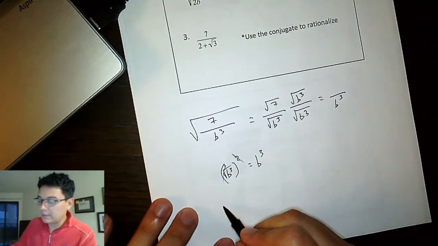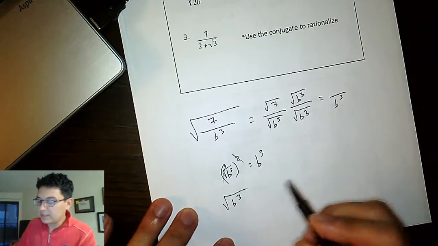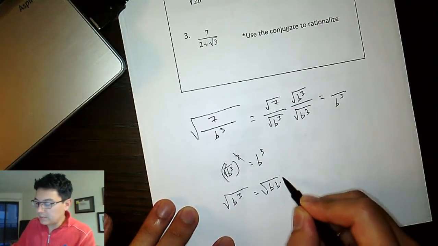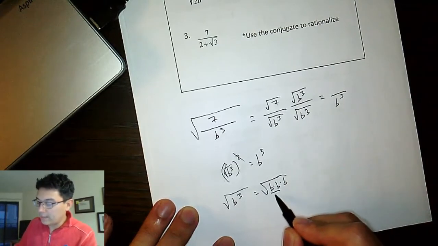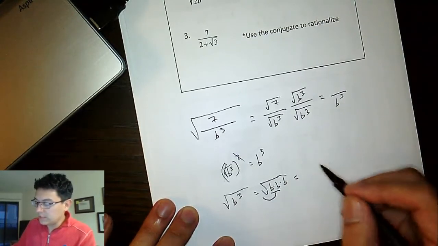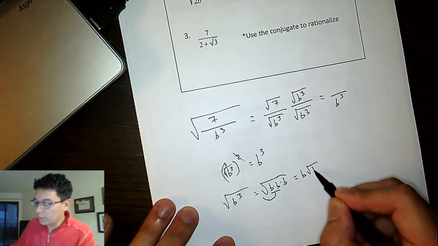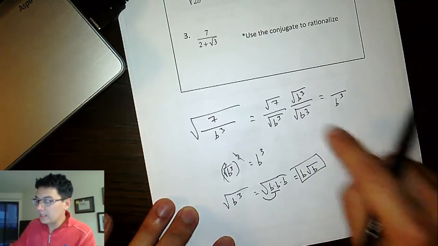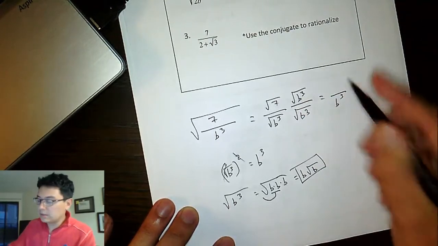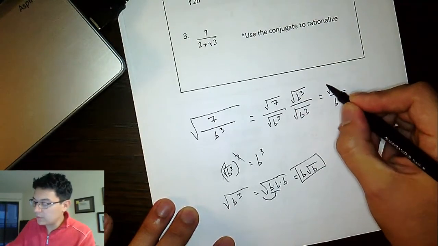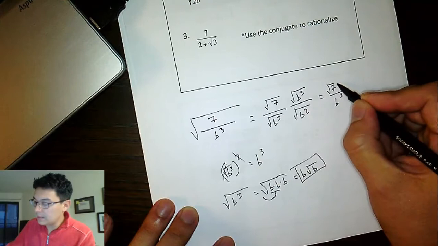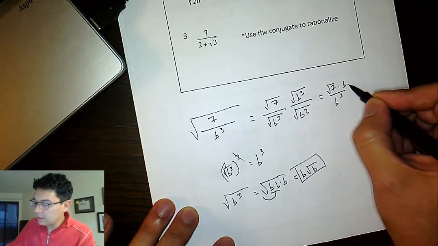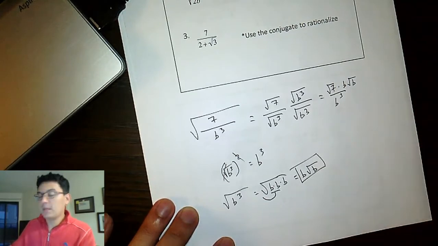Let's take a look at that really quick. So b cubed, this simplifies. This is the same thing as root b times b times b. I can pull out a pair, which will leave me with b root b in the end. Okay, so that's really what this b cubed is. So this is really the same thing as root 7 times b root b. Okay, product rule.